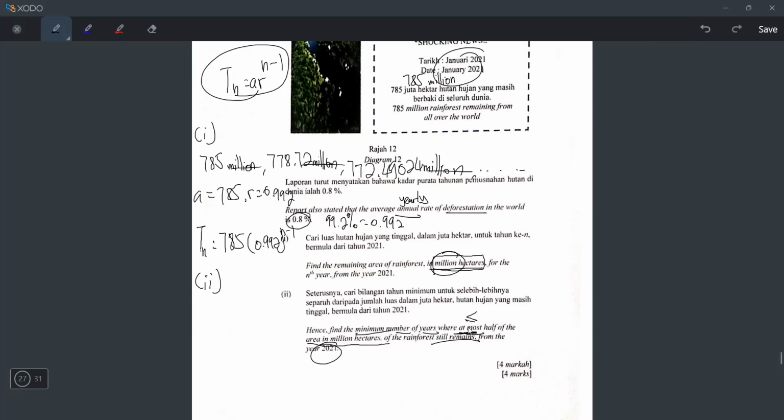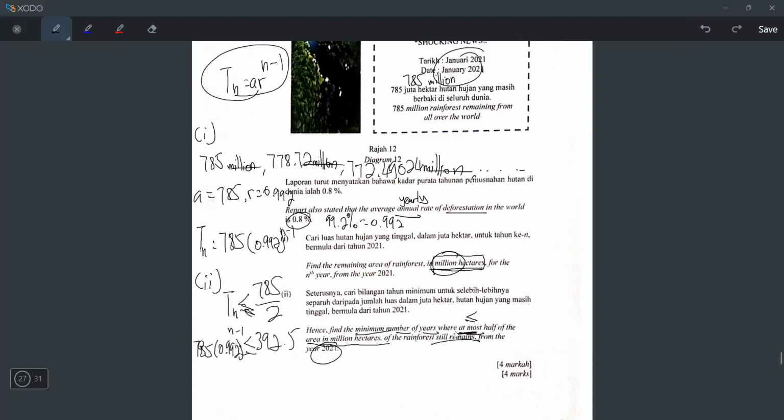But when will it find the minimum number of years where at most half? It means Tn equals to half remains. It means 785 over 2 like this. So Tn equals 785 divided by 2, so it's 392.5. And you know the formula for Tn already. It's A R power N minus 1. So just put in the A is 785, the R is 0.992, power N minus 1, equals to 392.5. But wait, you shouldn't write equals. You should write smaller than or equal to.